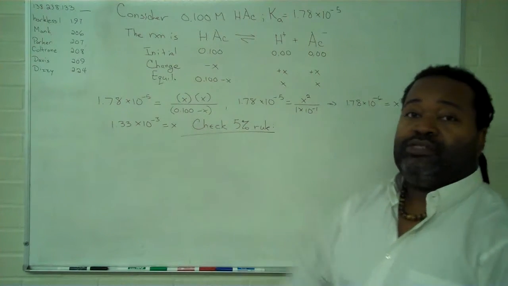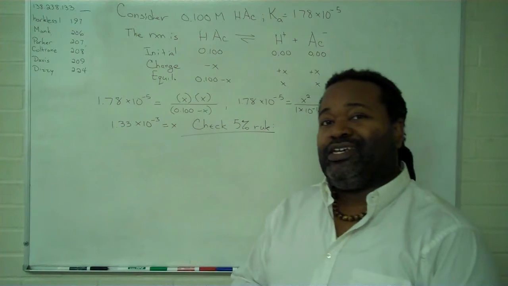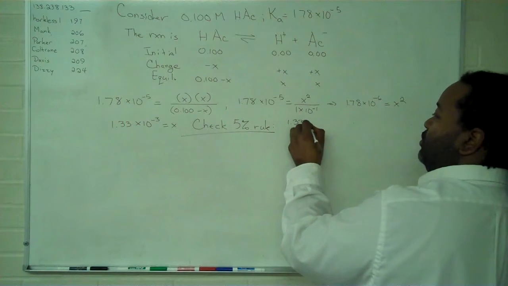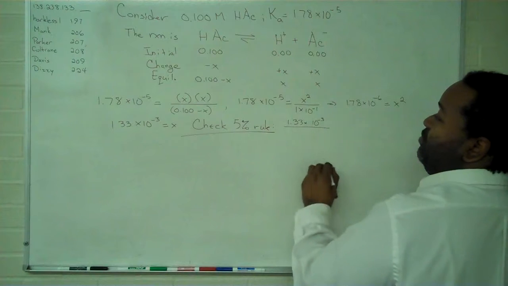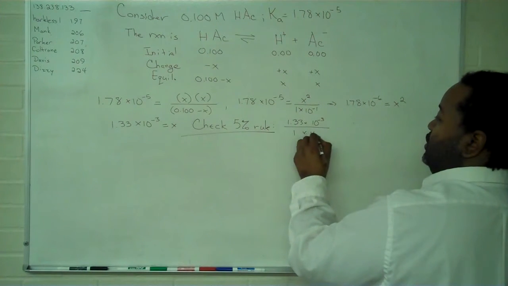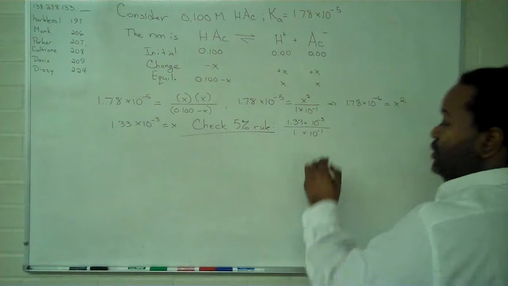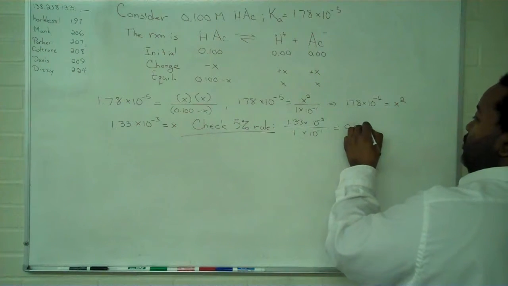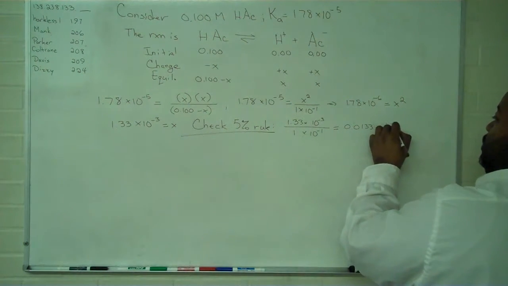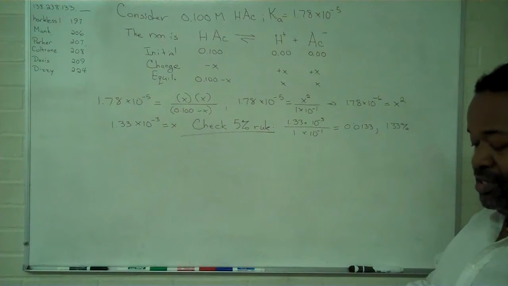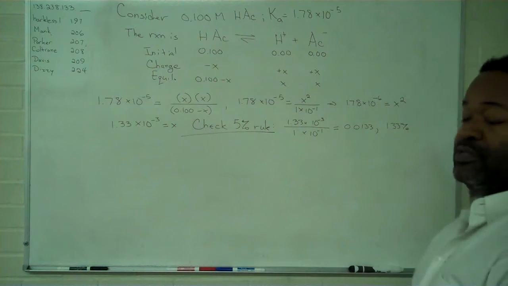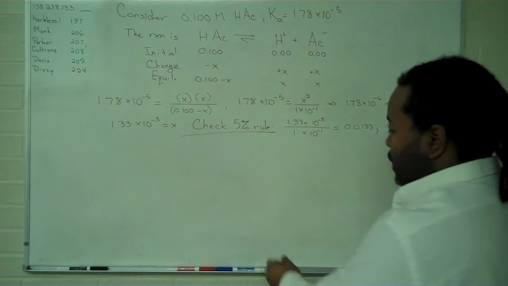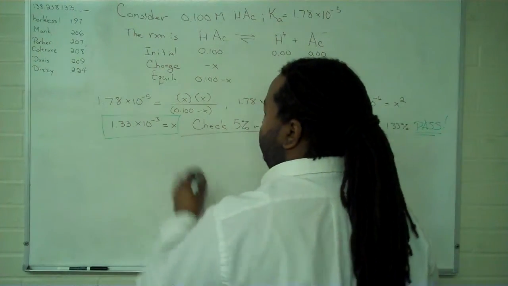So if this amount that we found using the approximation method is less than 5% of the initial, we're good to go. 1.33 times 10 to the negative third divided by the initial amount, which is 1 times 10 to the negative 1. And this gives us a value of 0.0133, which is 1.33%. So this is less than 5%, so that's a pass. And we can use this value for x after all.